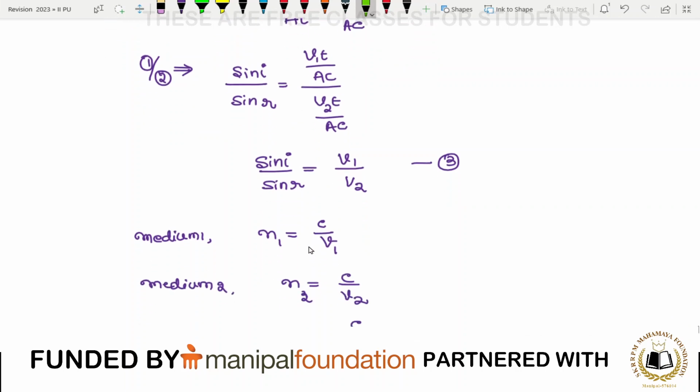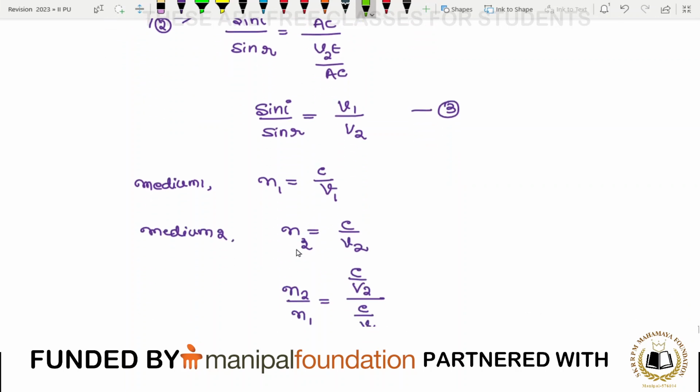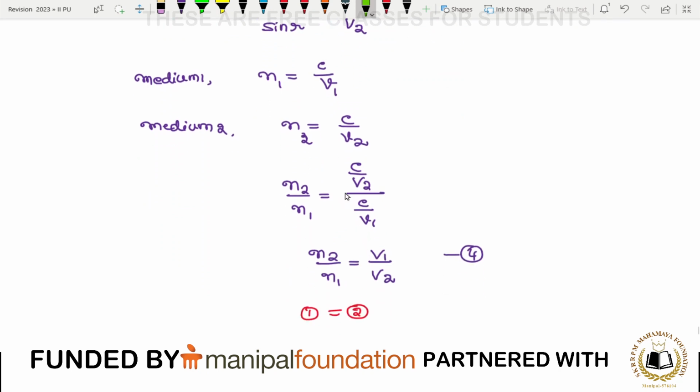In medium 1, n1 equals c by v1, and in medium 2, n2 equals c by v2. Just divide both. n1 by n2 equals (c by v1) by (c by v2). c cancels. Sorry, what we have here is n2 by n1 becomes v1 by v2.